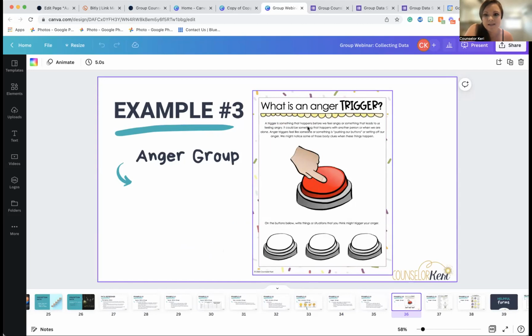So this is a page that I use for my workbook. And it's just, what is an anger trigger? So there's a little bit of psychoeducation about what is a trigger. And then I kind of just say like things that push your buttons. That's the term that I use. So then I have these little buttons down here. I'm just asking them to write 3 things that push their buttons or things that might trigger their anger.